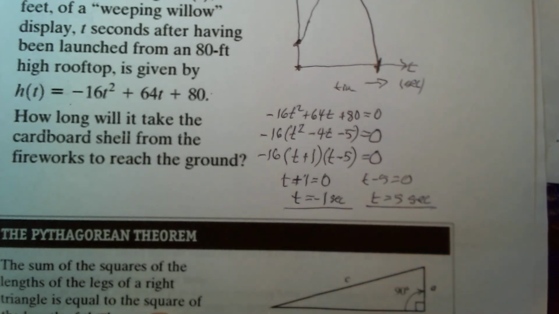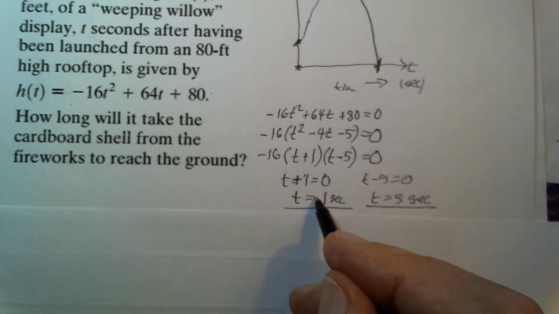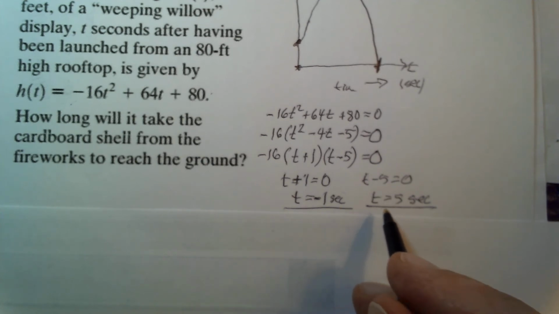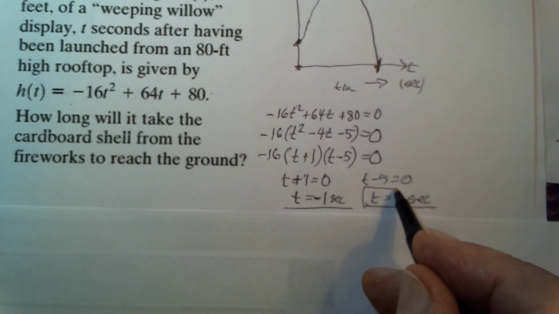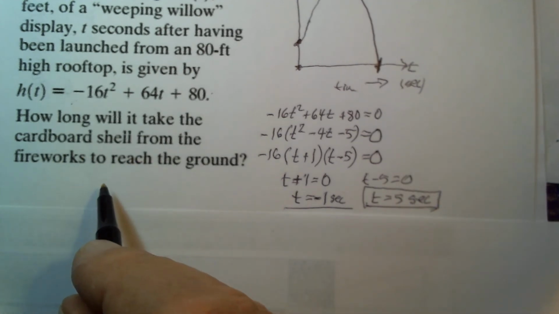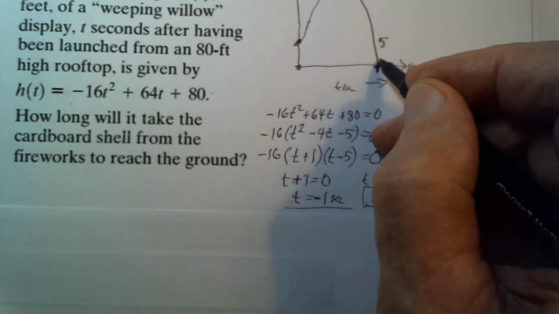And now we have to look at this and say which of these two solutions make sense. Sometimes both solutions make sense, and sometimes only one makes sense. In this case, t equals -1 does not make any sense because time is not negative. Time has a positive value. And so the only other possibility is that t equals 5 seconds. That means after 5 seconds, the cardboard shell from the fireworks will reach the ground. So t equals 5 in this example.